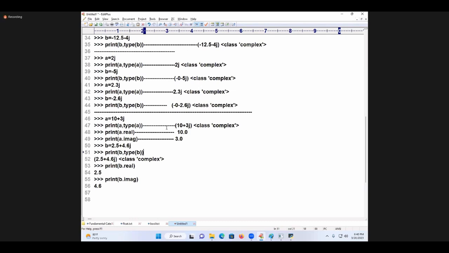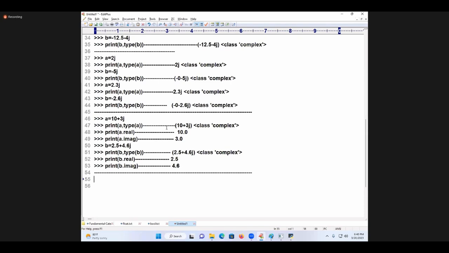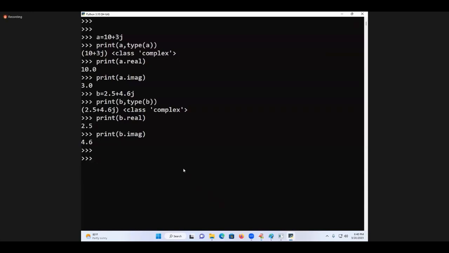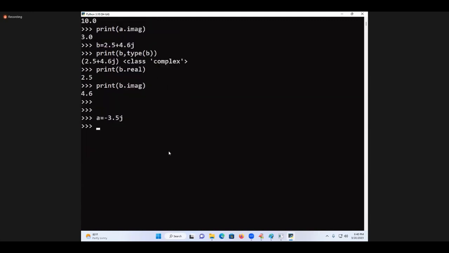Here I am going to get these values. Now you see students, this is my given data here. Are you able to follow? A is 10 plus 3J and these are the values we are getting. I hope you are getting my point. Now I am going to say the next continuation part of my subject. A is equal to minus 3.5J. Be careful, because these are all different types of MCQs you will come across on the complex type.